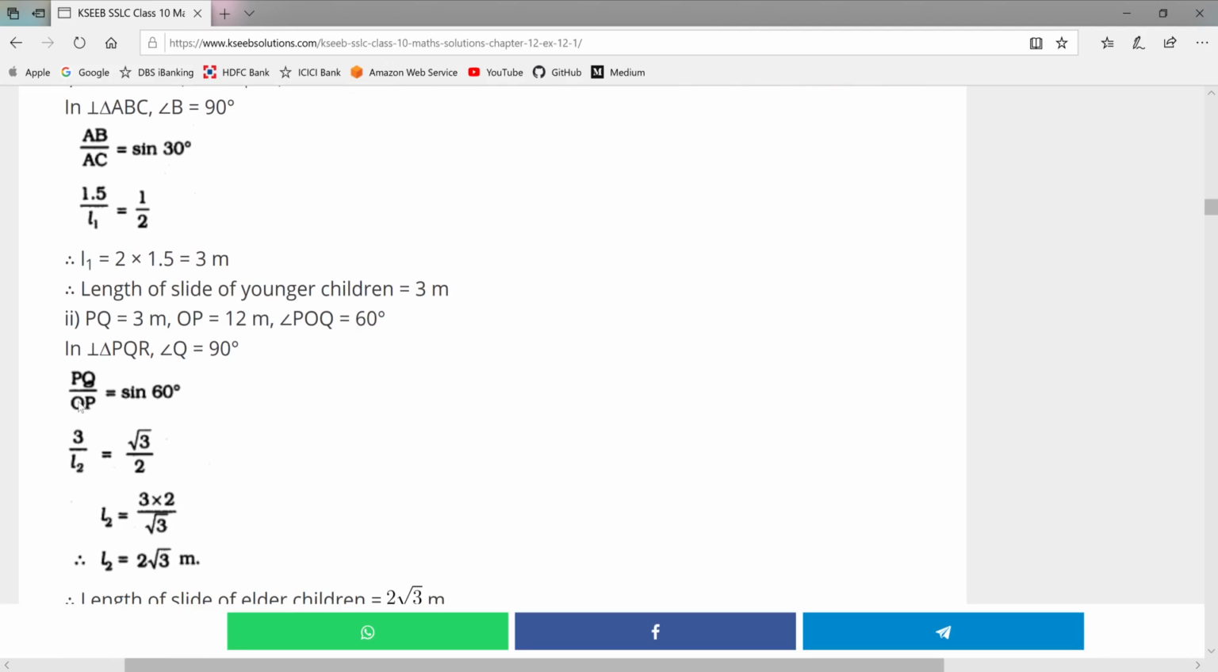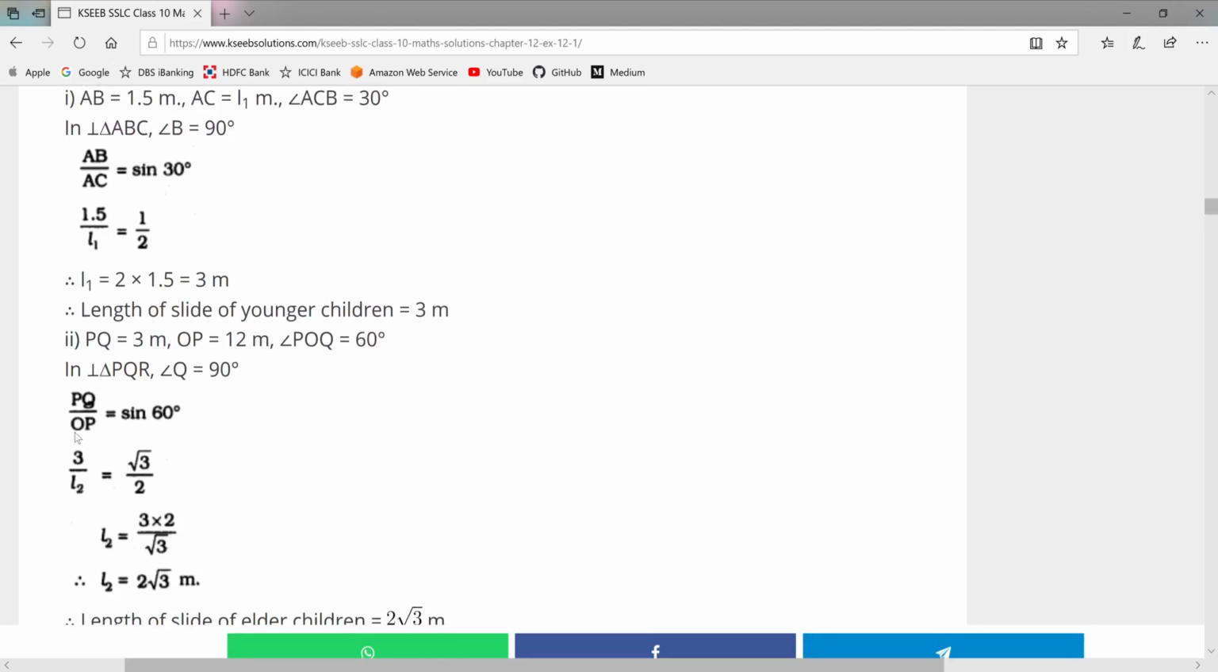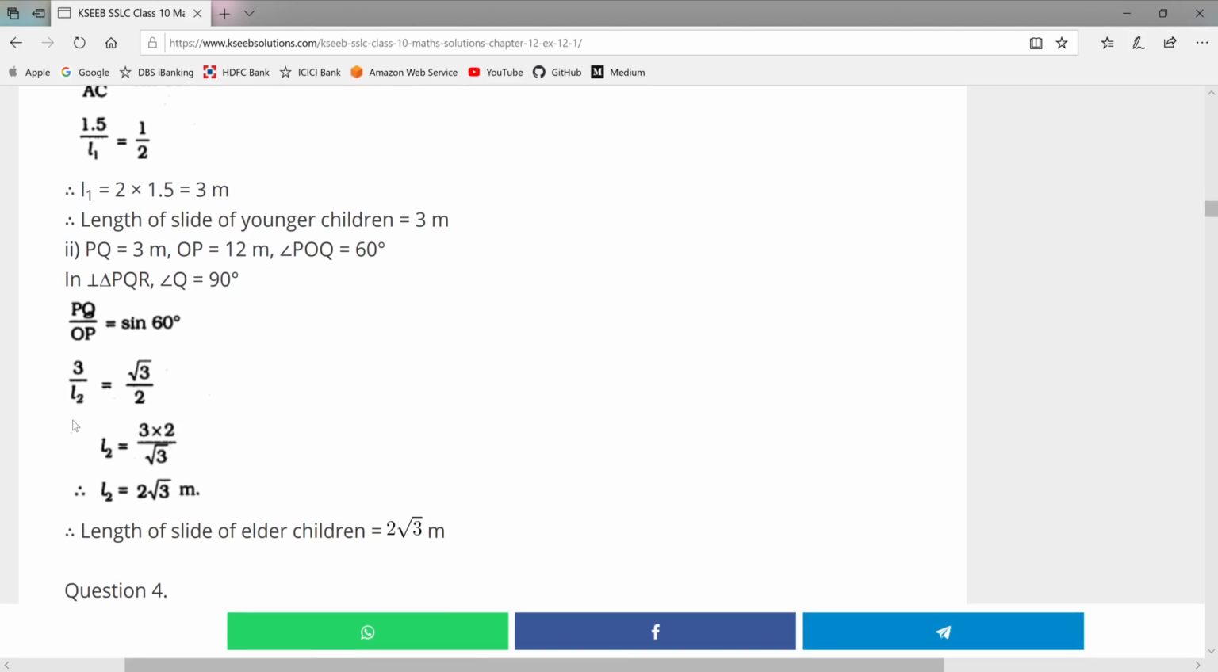Okay, take OP as PR. PQ divided by PR is equal to sin 60°. The sin 60° value is √3/2, the PQ value is 3, and the PR value is L2. See here, the 3 meter height. So the PQ value is 3 and the PR value is L2.